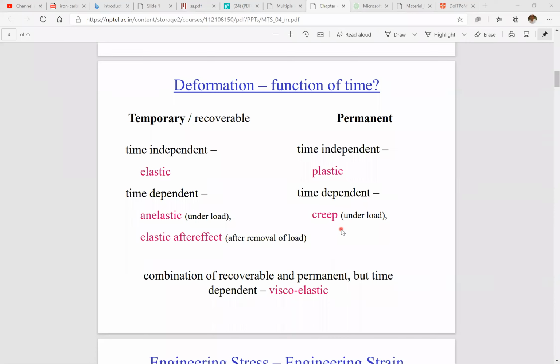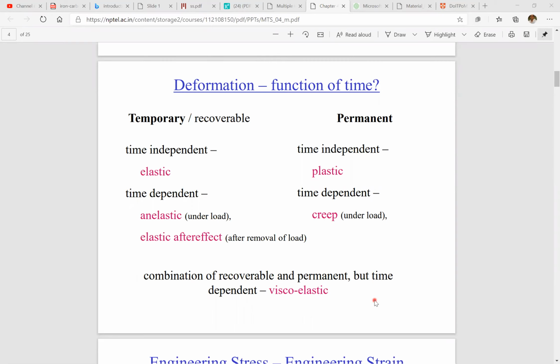If you combine both processes, the recoverable and the permanent but time dependent, there is another term called viscoelastic. Viscoelastic is a combination of elastic and plastic deformation but time dependent. It is all about the deformation processes.